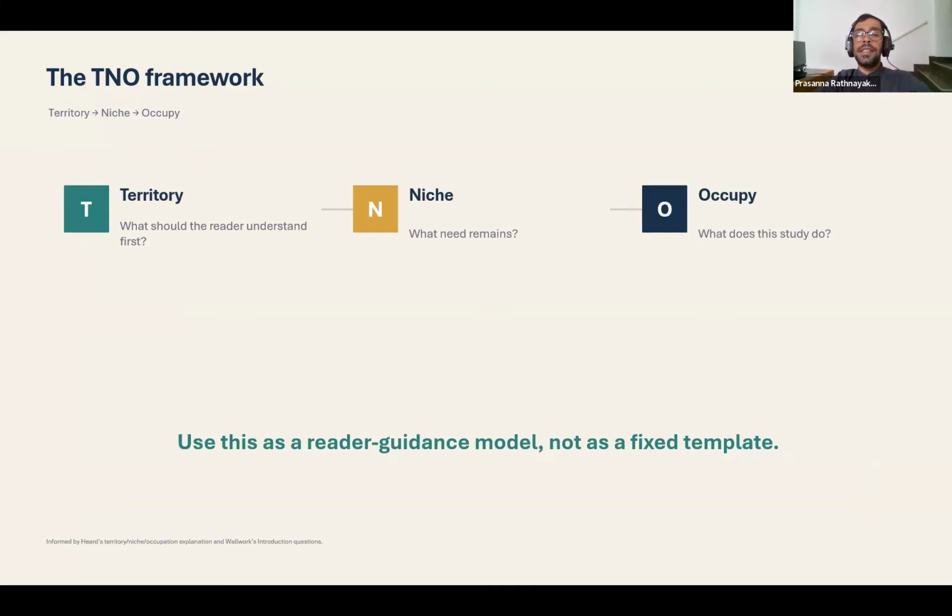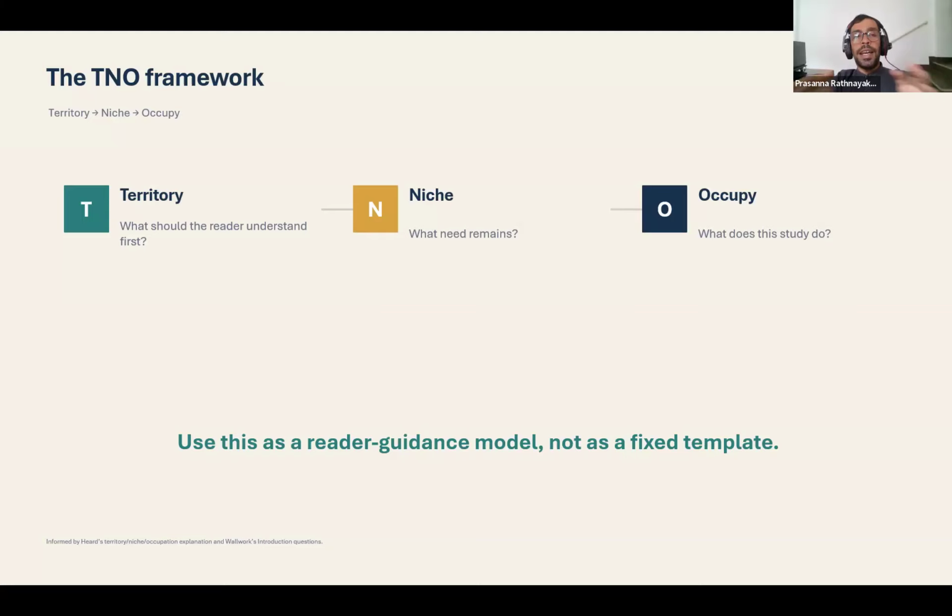Actually, this slide guides us through the entire framework of an introduction. Territory, niche, and occupy. In the terms of William B. Hertz, Stanford professor, who wrote Write Like a Scientist, the introduction defines research territory. It establishes a niche in the territory and then occupies the niche by showing how the present study responds to it.